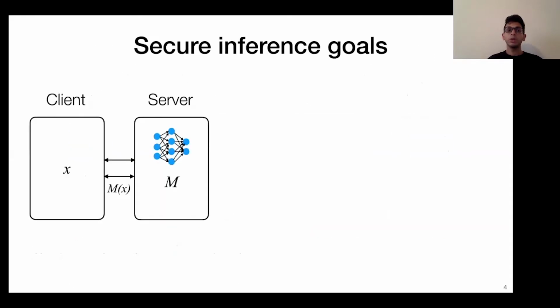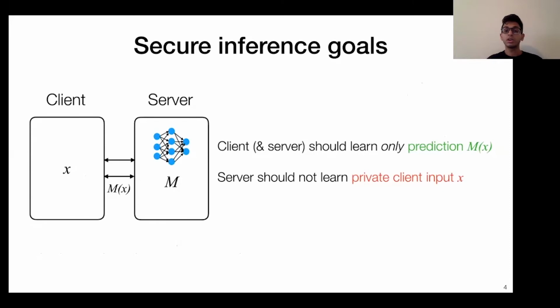Okay, so what we want is a secure inference protocol. Here, the goal is that the client and server should learn only the prediction M of X and no other information about the other party's inputs. In more detail, the server should not learn any information about the private client input X, and the client should not learn any other information about the private model weights M.